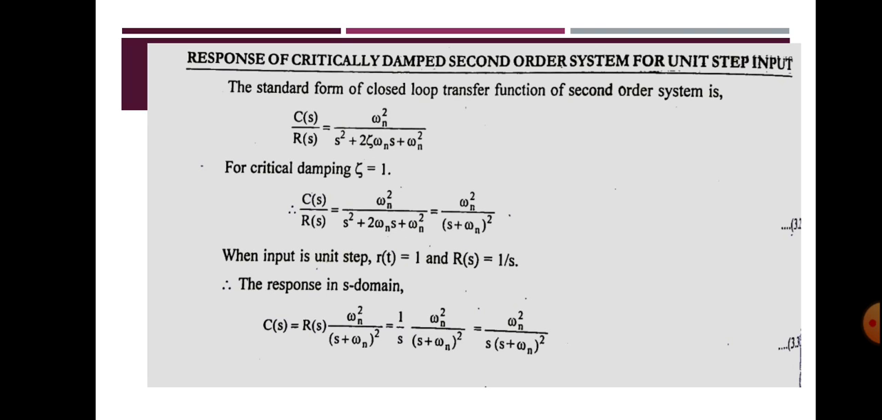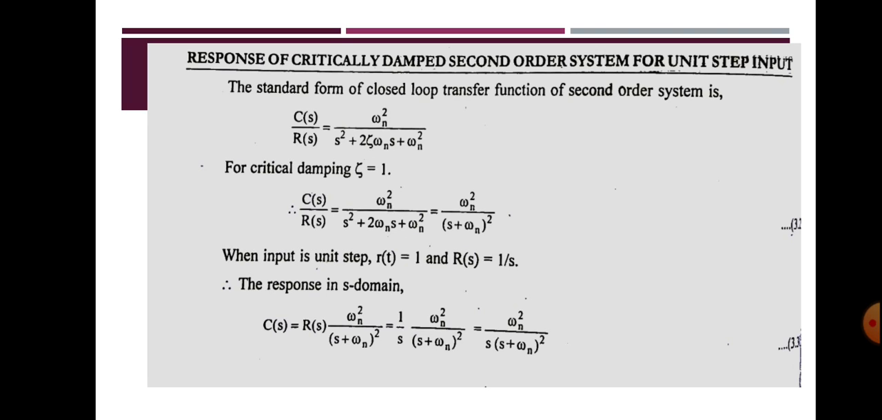Then the response in S domain, that is C of S, equals R of S into omega n square divided by S plus omega n all square. We can substitute the value of R of S, so we will get 1 by S into omega n square divided by S plus omega n all square. That will be equal to omega n square divided by S into S plus omega n all square. So we got the Laplace transform of the response. But actually we want to find the response in time domain, that is C of t. So we have to take the inverse Laplace transform.